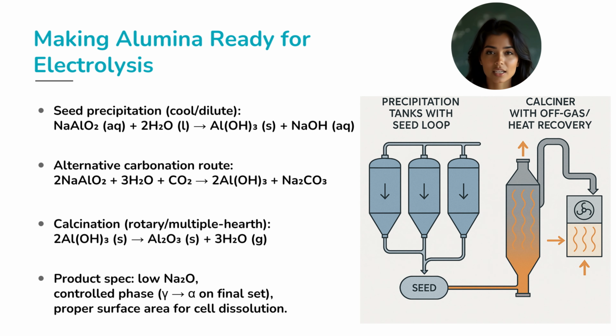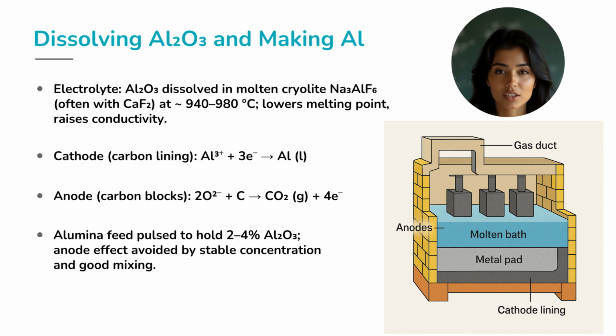This calcined alumina is white, porous, and ready for electrolysis. Think of this step like crystallizing and drying sugar. We now have a stable, transportable feed for the next big transformation. Now comes the heart of aluminium production, the Hall-Héroult electrolytic cell.